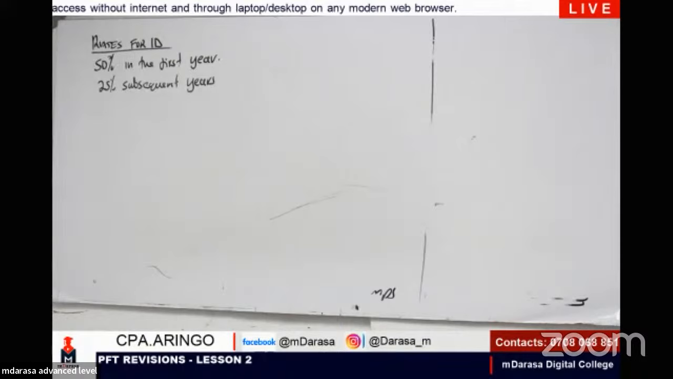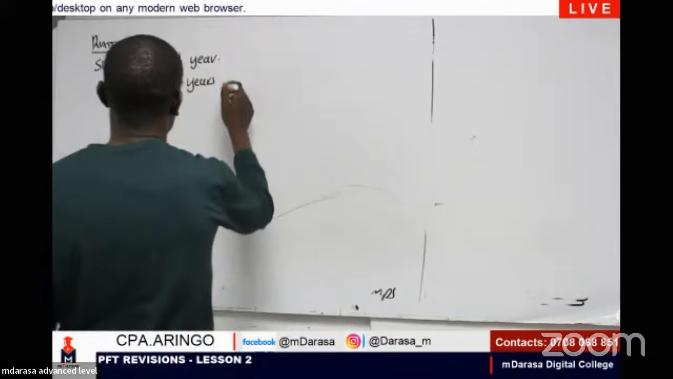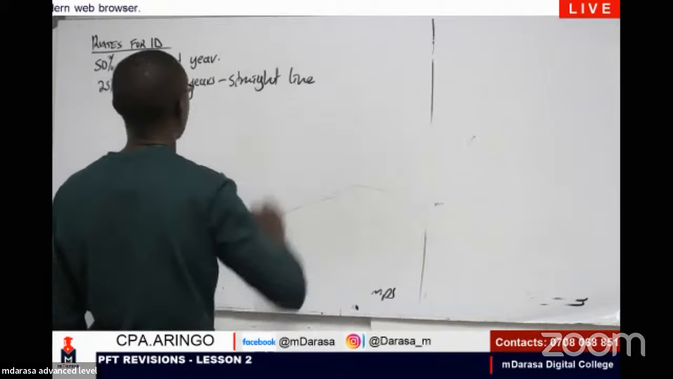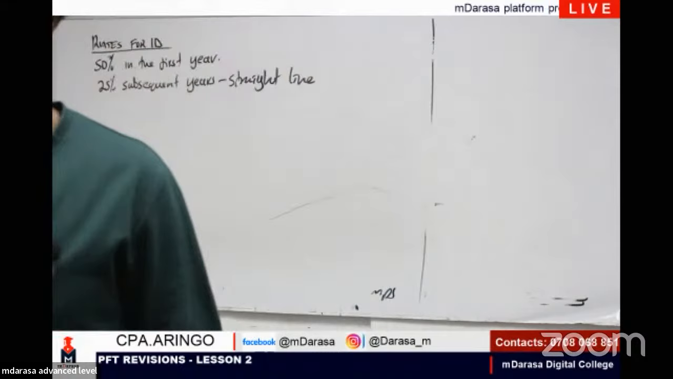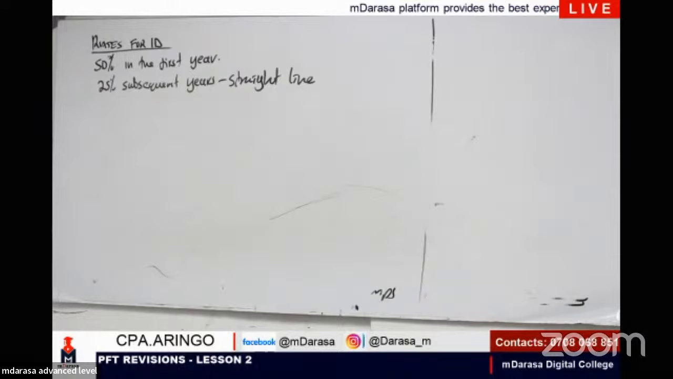And at this point, remember, there are several amendments that were done. Initially, it was on reducing balance, but right now we are talking about straight line basis. That is very important for us to understand: straight line basis.